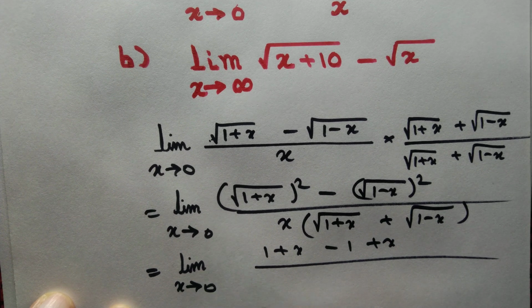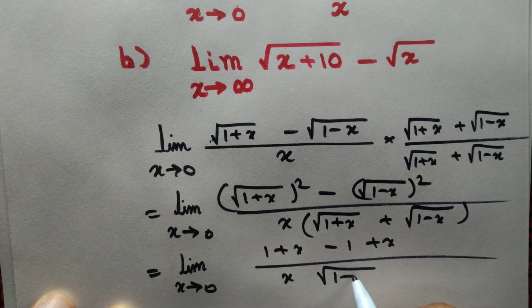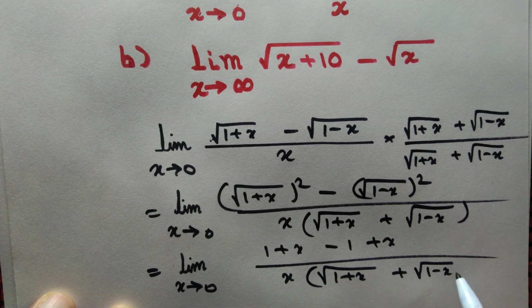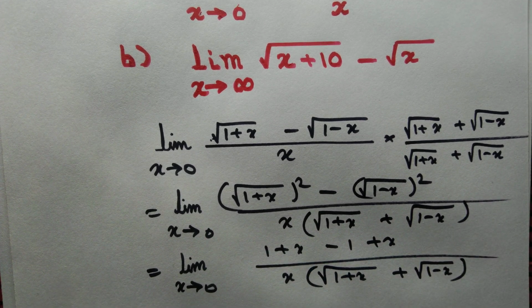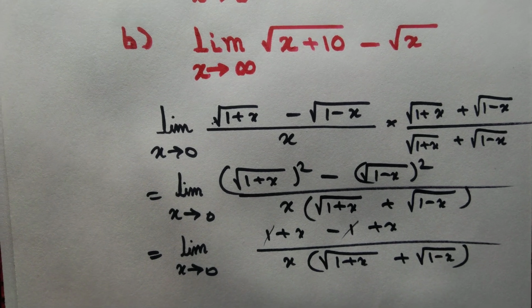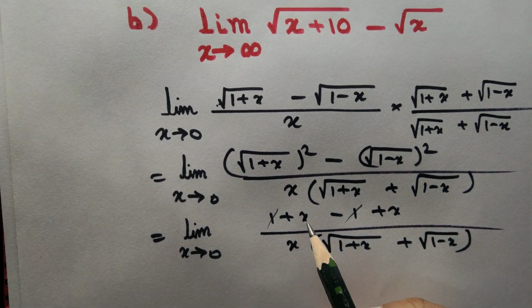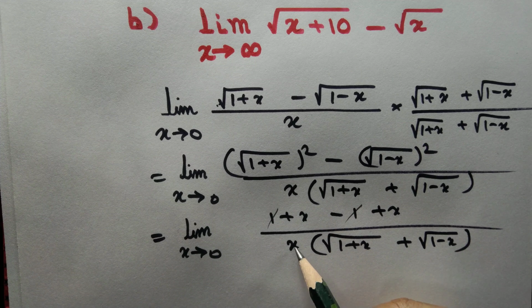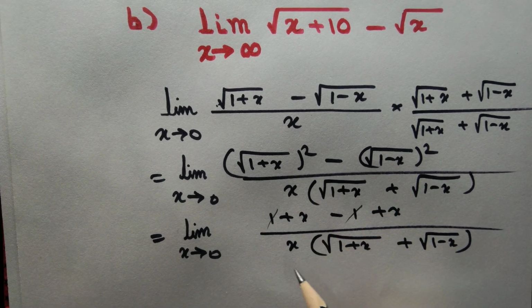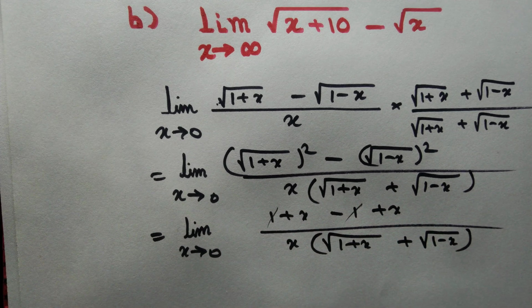Limit x tends to 0 as it is. Denominator as it is. We can cancel 1 and minus 1. Now when we say limit x tends to 0, we do not mean that x is exactly equal to 0. And when we have non-zero quantity by non-zero quantity, we can cancel that out. So 2x by x, we can cancel x out and we are left with 2.